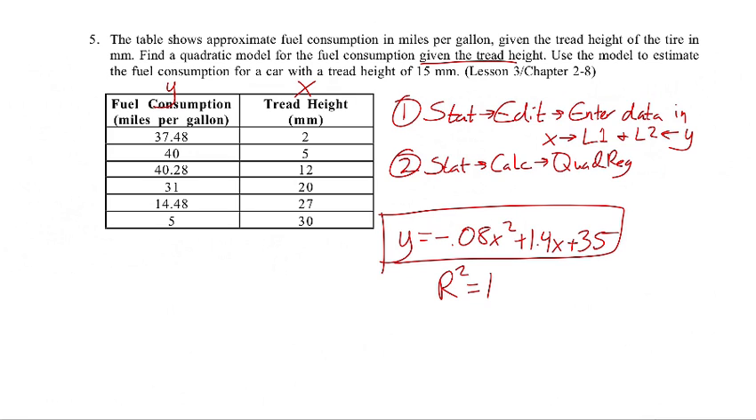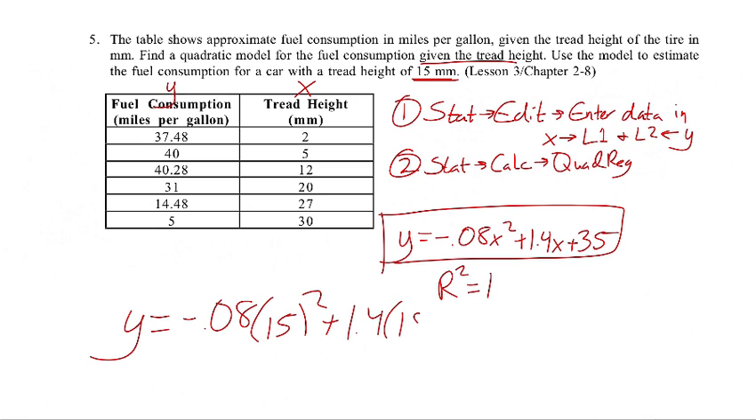Now the second part, it says, estimate the fuel consumption when you have a height of 15 millimeters. Now there's 2 ways you can do this. You can either go through and enter it in for x, so negative 0.08 times 15 squared plus 1.4 times 15 plus 35, or you can go to the table on the graphing calculator after you enter it into y equals and take a look.